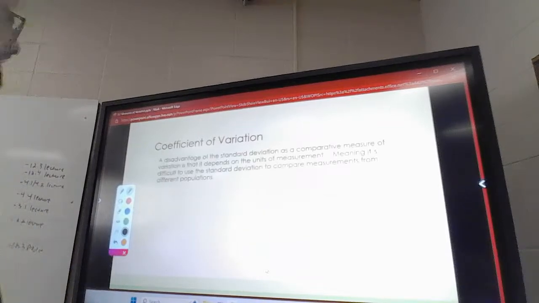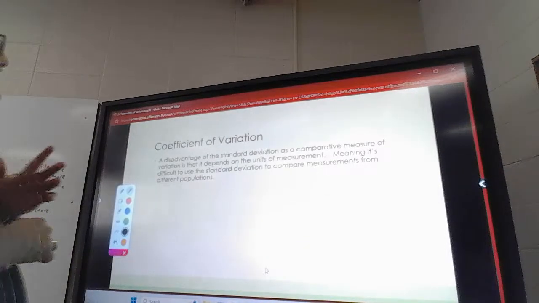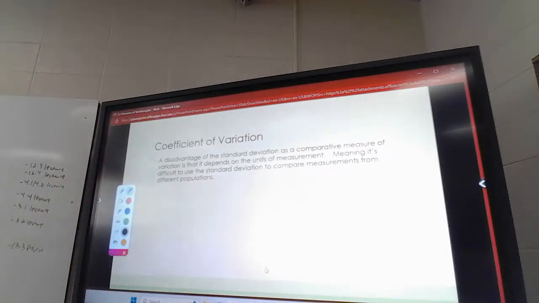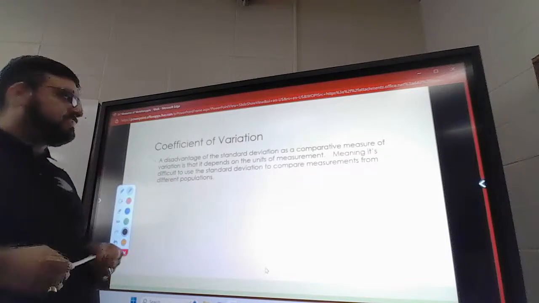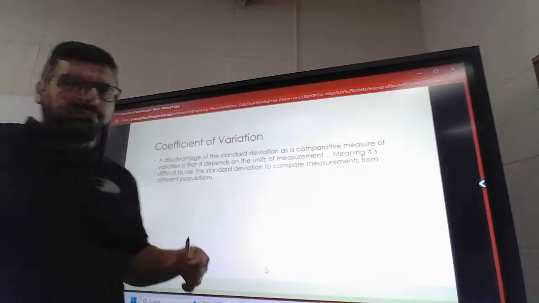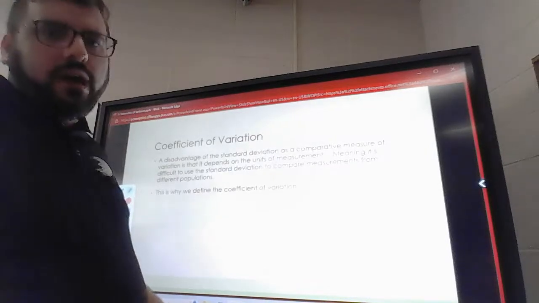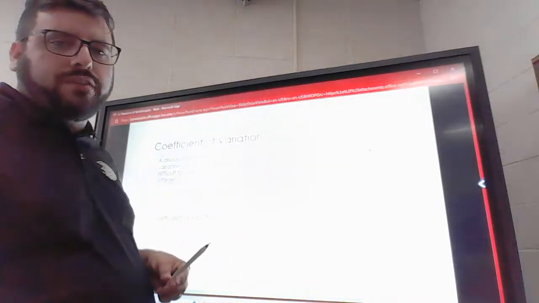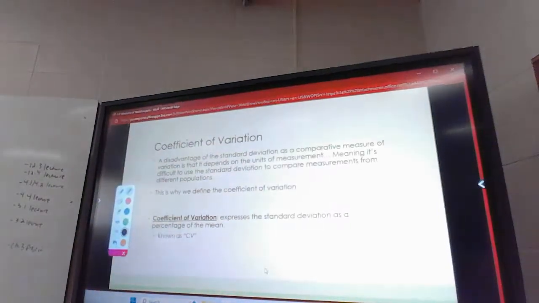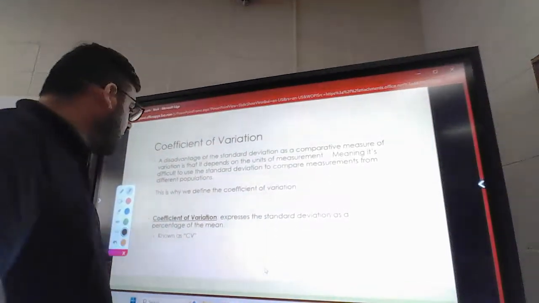There's also coefficient of variation. Now, that coefficient of variation is important is because sometimes standard deviation is not necessarily the best comparative measure for data because it depends on the units of measurement, meaning that it's going to be a little bit hard to use standard deviation to compare measurements from different populations. So this is why we need coefficient of variation. Coefficient of variation expresses the standard deviation as a percentage of the mean. It's also known as CV.